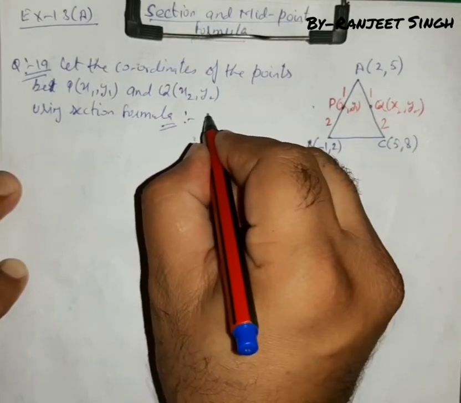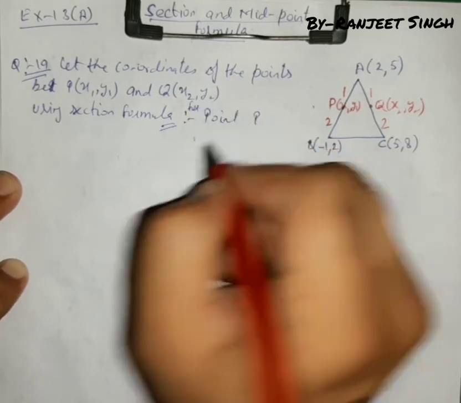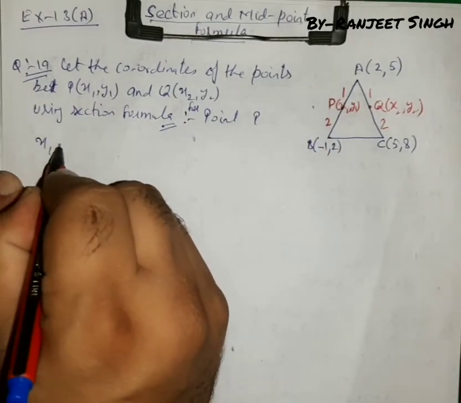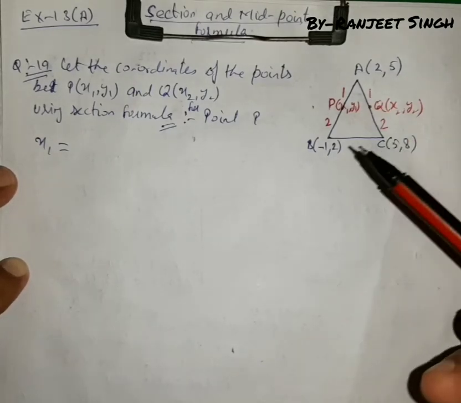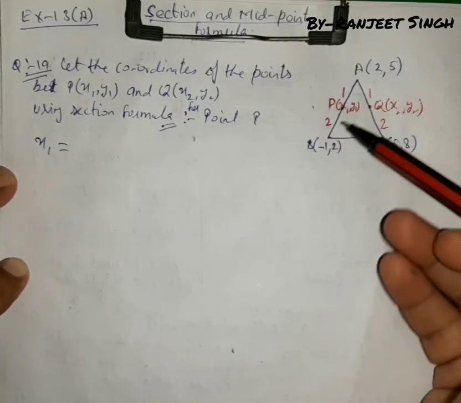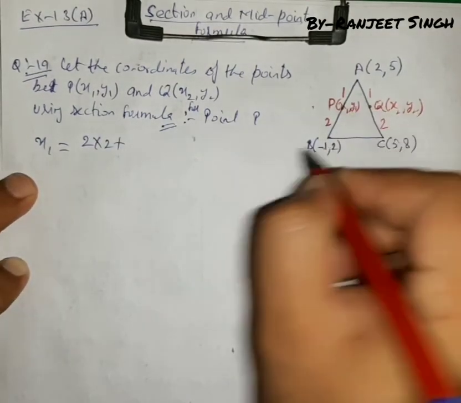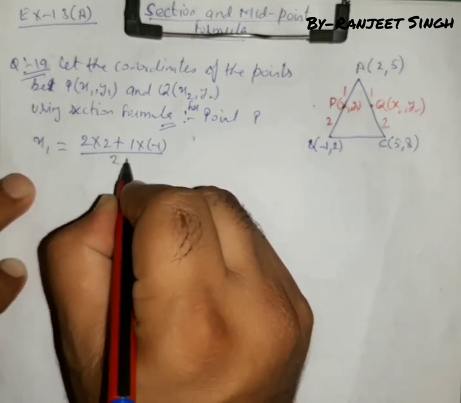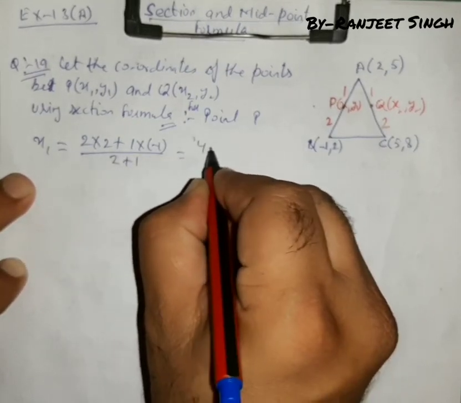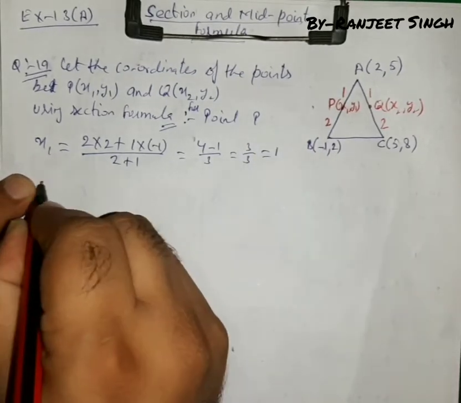I'm talking about point P. For point P, x1 is equal to, once again we use the section formula, (m1 x2 plus m2 x1). So 2 multiply 2 plus 1 multiply -1 over 2 plus 1. That is 4 minus 1 over 3, so 3 over 3 is equal to 1.